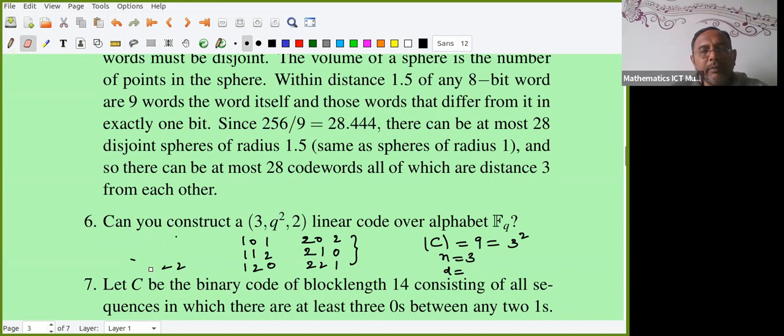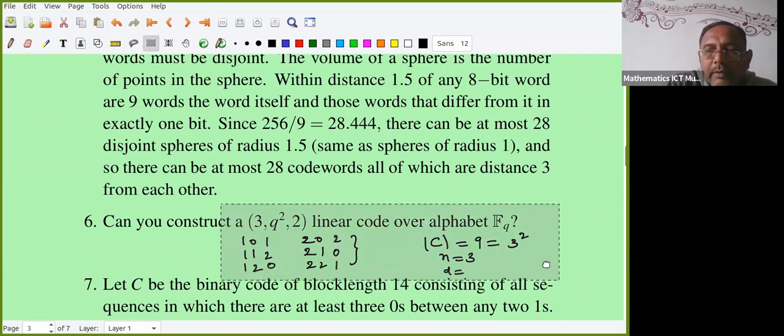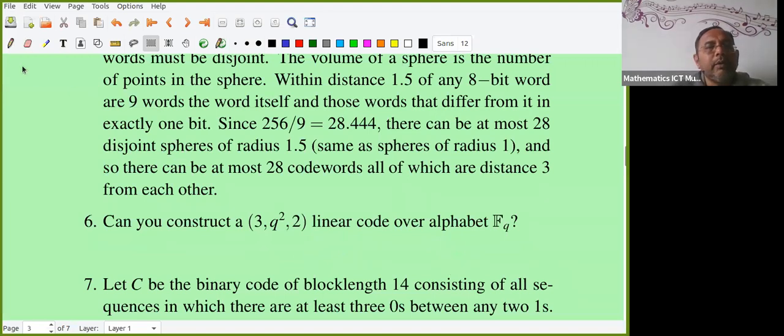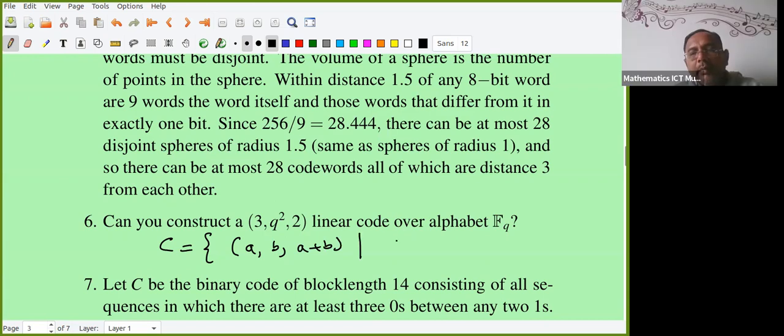In general, how do you do it now? What is the procedure I followed? For any q, how do you construct that C? C is equal to, can somebody help me? I'll write it as a vector so that it will be clear to you: a comma, b comma, what is the last coordinate? a plus b. Where a, b belong to?